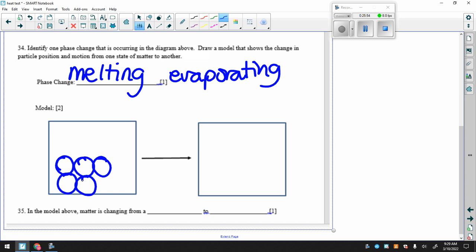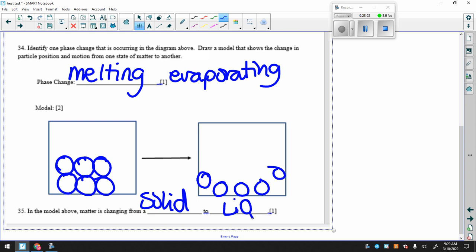All right, that's a solid. And the liquid is a little bit spread out. You want your molecules to spread out. If this is melting, that's what it looks like. If it's evaporating, you have to do liquid to gas. You have to write the molecules, particle position.